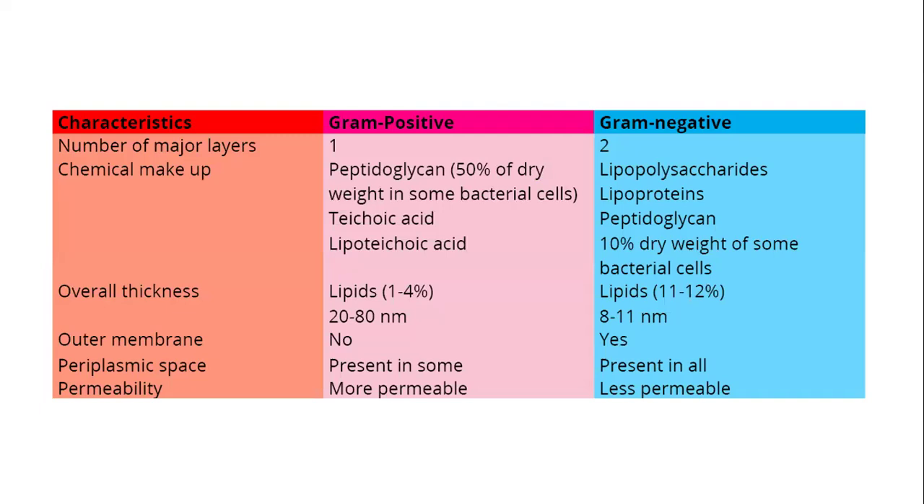This is a chart describing the characteristics of the gram-positive and the gram-negative bacteria and the comparisons. The number of layers of gram-positive bacteria is 1, whereas in gram-negative bacteria, the number of layers is 2. The chemical makeup of gram-positive bacteria is peptidoglycan, which is 50% of the dry weight in some bacterial cells, teichoic acids and lipoteichoic acids. This is the chemical nature of the peptidoglycan.